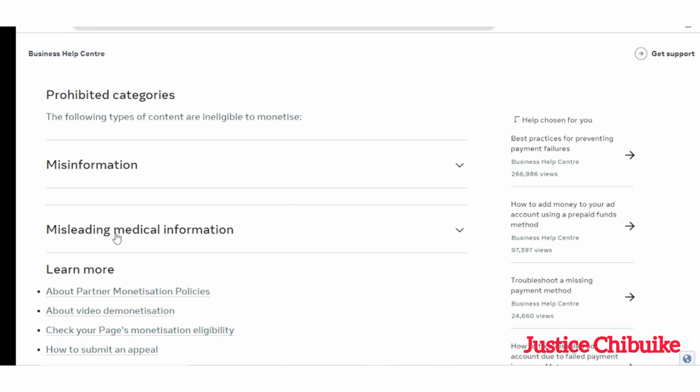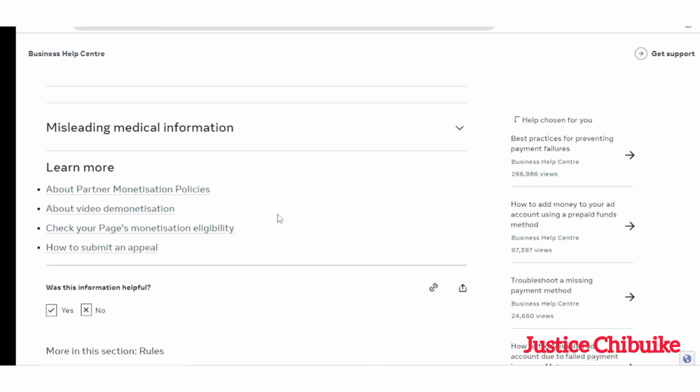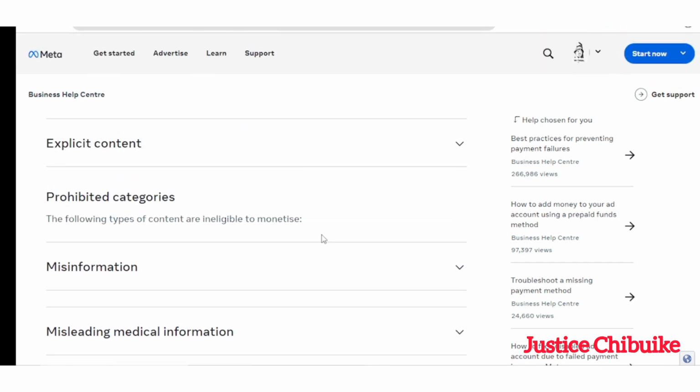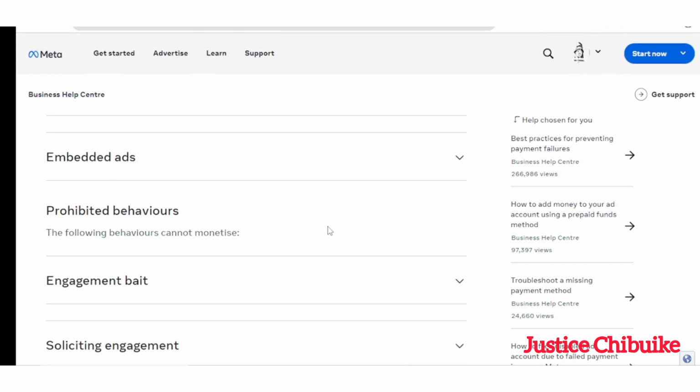Medical stuff includes life. So you have to know that you have the experience, you are certified before you start posting medical information. So once you don't have the background, you don't have the certificate, and you are posting medical information, they will not monetize you. So these are some of the things that you should stay away from.